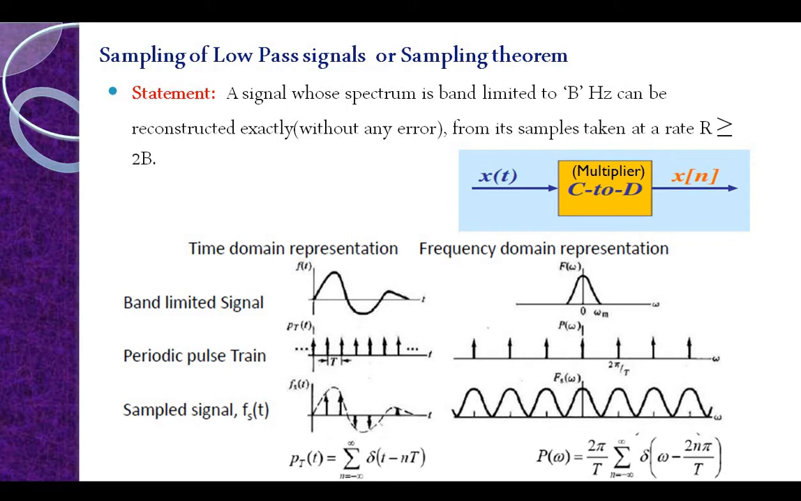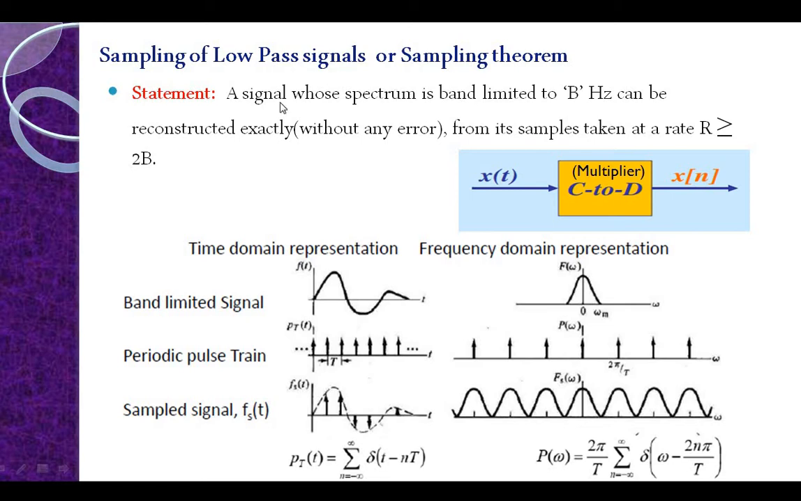Okay, so the sampling theorem is defined as the statement we are giving over here: a signal whose spectrum is band limited to b hertz can be reconstructed exactly without any error from its samples taken if its rate r is greater than or equal to 2b. What is b over here? Spectrum of a band limited signal.